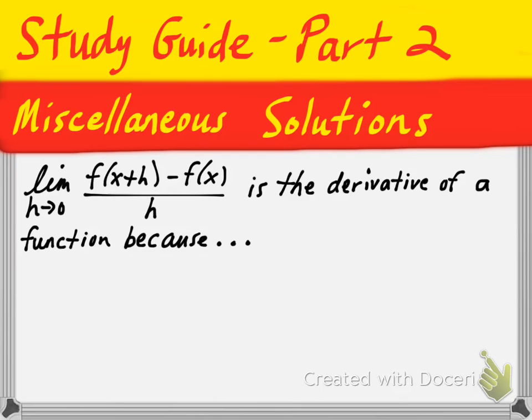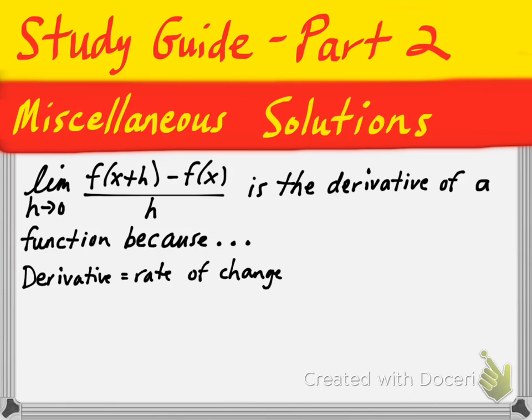Well, it's the derivative of a function because, number one, a derivative is the rate at which something changes. Okay, the derivative, and let me write that down. Derivative equals the rate of change. And in fact, it's not just the rate of change, it's the instantaneous rate of change. It's the rate of change at a particular moment.